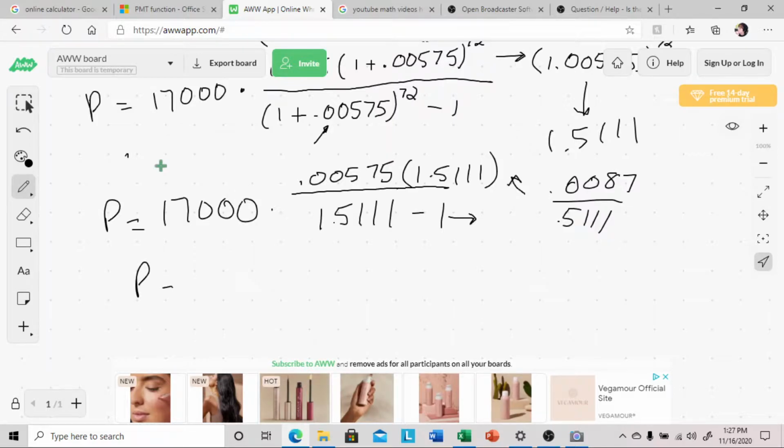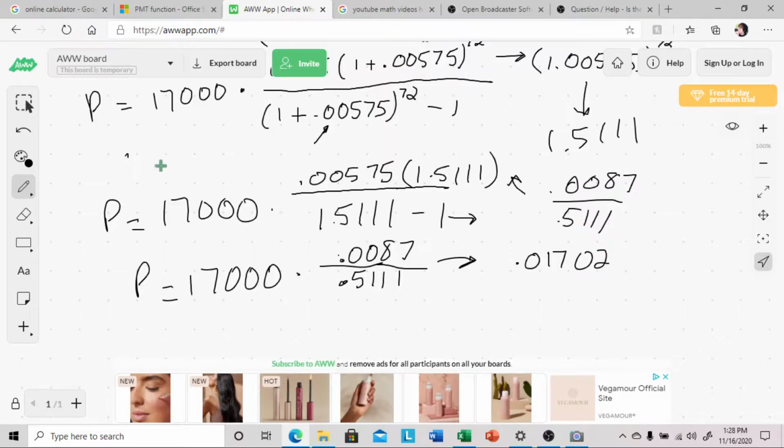All right, we're getting there. It's P equals 17,000 now for the expression times 0.0087 over 0.5111. Great. Let's get rid of fractions. We don't like fractions here. Let's do 0.0087 divided by 0.5111. This expression equals, and I'm going to bring it out pretty far here, 0.017022. I'm happy with that. It's pretty specific.